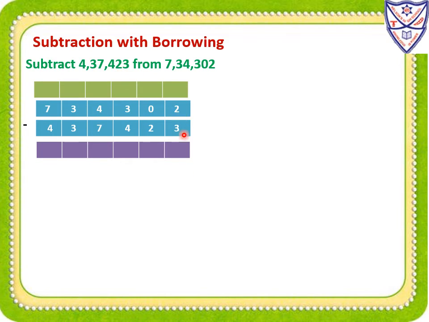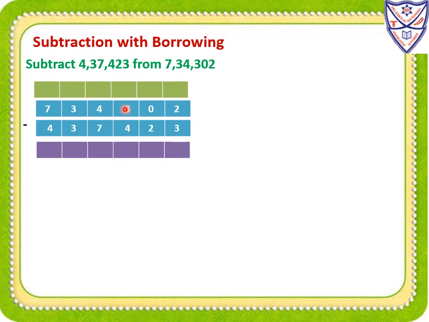So 2 minus 3. Here 2 is a smaller number compared to 3. We can't subtract, right? So what do we have to do? We have to borrow from the tens place digit. But in the tens place, which digit is there? 0. 0 means no value. So we can't borrow. So what do we have to do? We have to borrow from the hundreds place digit.